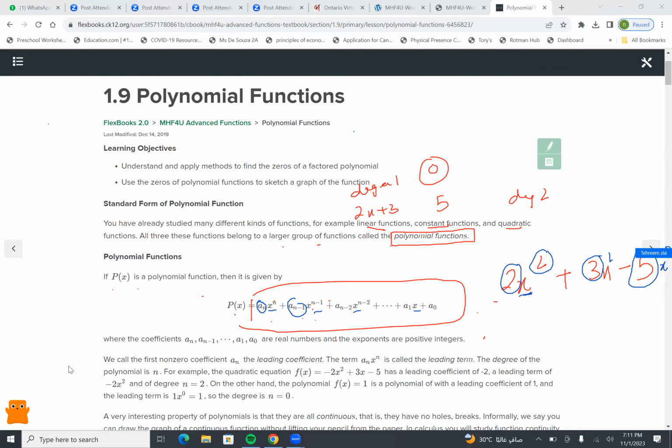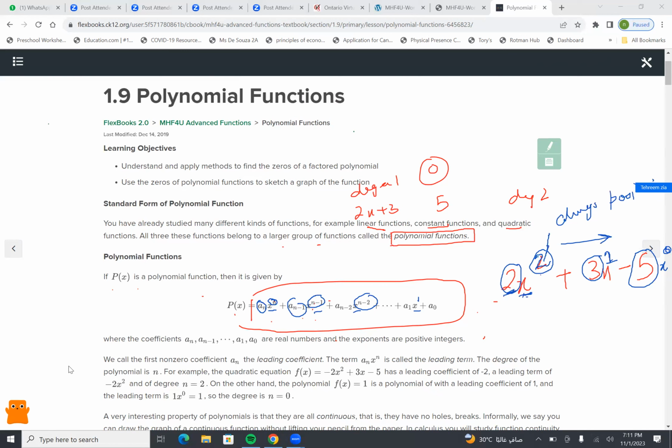So in the polynomial function, the power decreases: here it's the power 2, here the power 1, here the power 0. Similarly, we see x to the power n, n minus 1, n minus 2, and so on down to 1. A polynomial function has some coefficients, some powers of x, and the powers of x are decreasing. There is one more condition: the exponents are always positive.